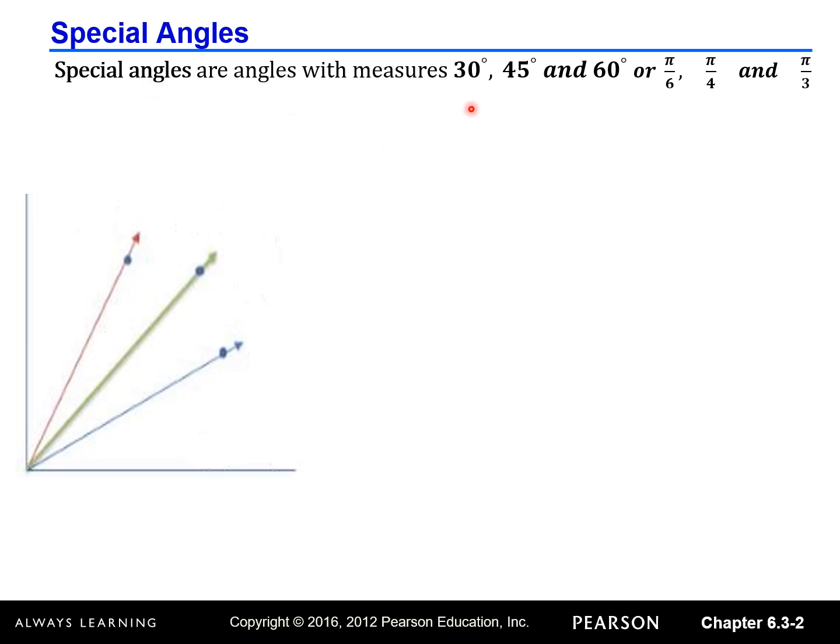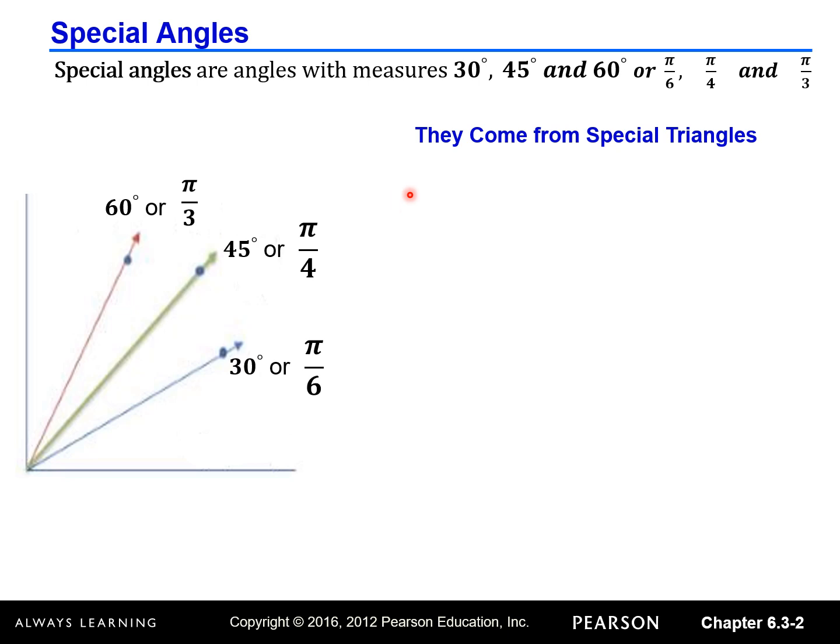So I want you to be aware of these 30 degrees, 45 degrees, and 60 degrees in radians, which is pi over 6, pi over 4, and pi over 3. 30 degrees is pi over 6, 45 degrees is pi over 4, and 60 degrees is pi over 3. Now let us locate these special angles in this first quadrant. So we have here 30 degrees or pi over 6, and half of 90 degrees, which is 45 degrees or pi over 4, and double of 30 degrees, which is 60 degrees or pi over 3.